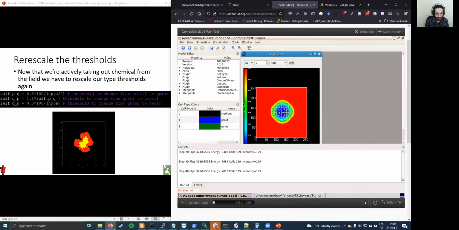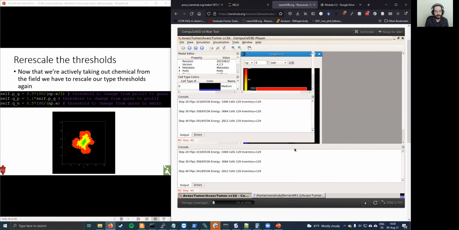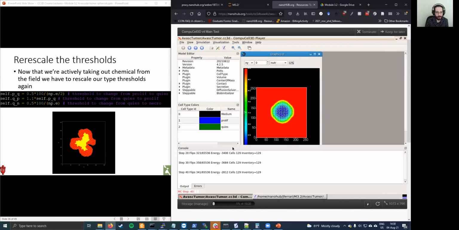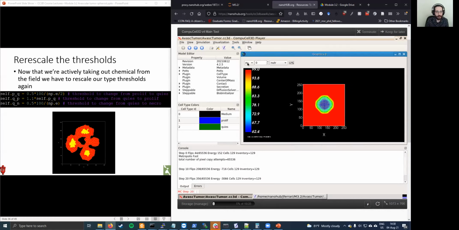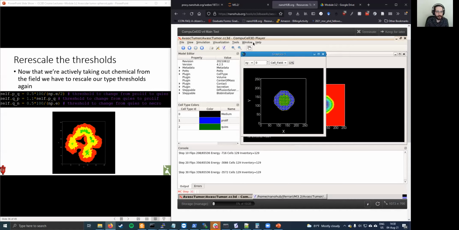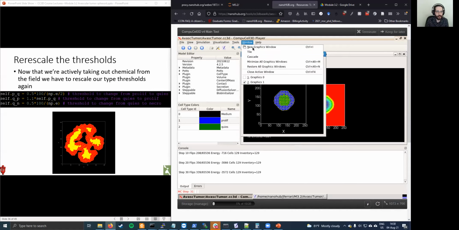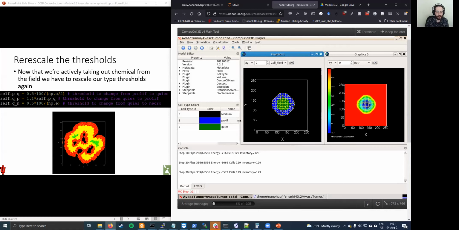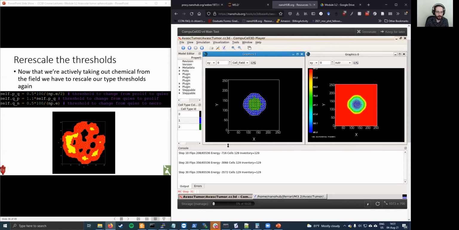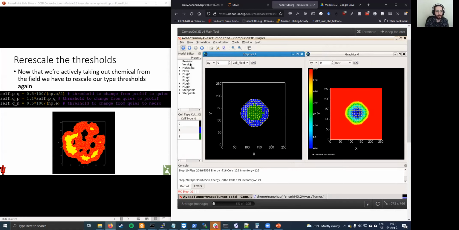This does mean that the chemical change profile is going to be different from before. Before we were only letting the chemical degrade inside of the cells. Now we are actually taking out of the chemical food inside of the cells. So we need to adjust our thresholds again.